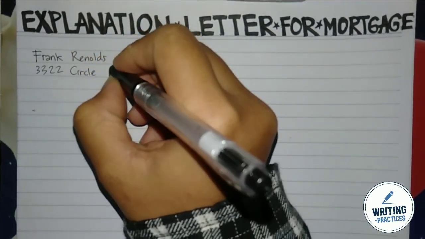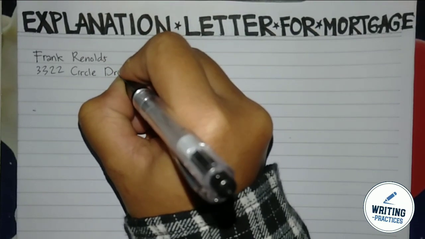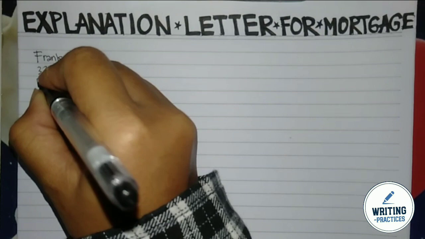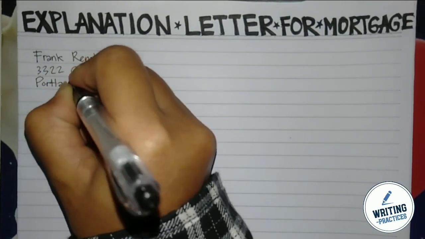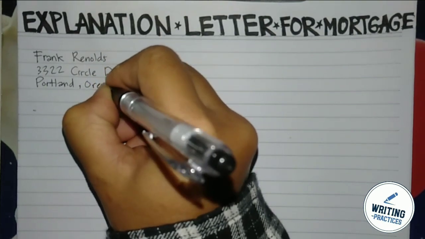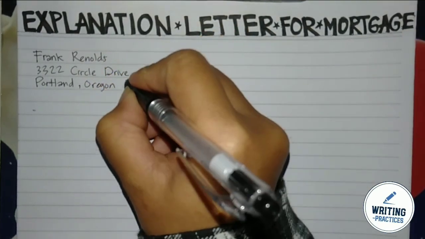Check this out. First of all, you need to write down your personal information. Yes, write your full name first. Under it, write your home address. When you write the address, don't forget to mention the number, street name, city, state, and zip code.